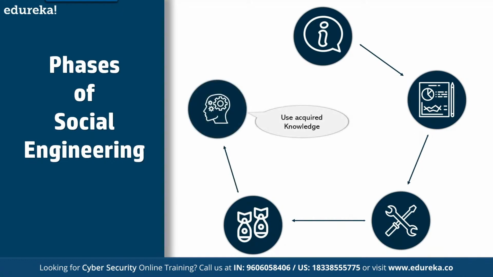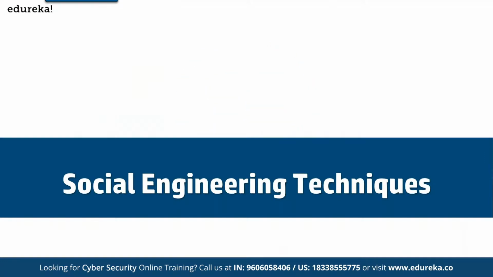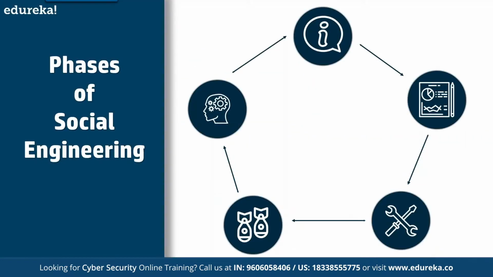Once he has performed that attack, he has got the knowledge of your environment, your username, password, then he will be able to access your data without authentication, wherein he will just log in to your account with your credentials. So these are the entire phases of social engineering.